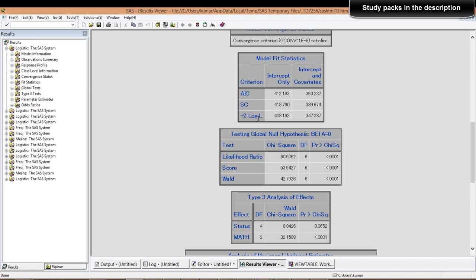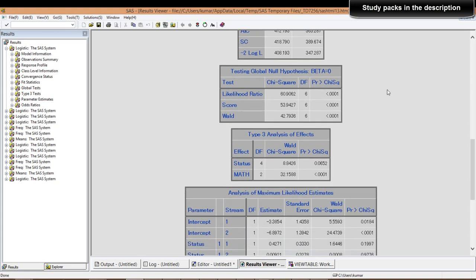Okay. So you'll get all three model fit statistics, which can be compared across models to select the best model. And the next one is the testing of the global null hypothesis. So all three global null hypotheses in this case are significant, both likelihood ratio, score, and Wald statistics, because the p-value is less than 0.05.